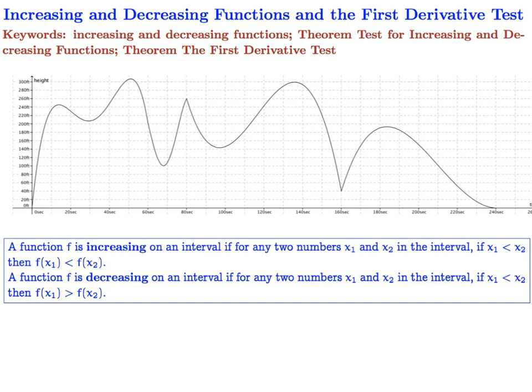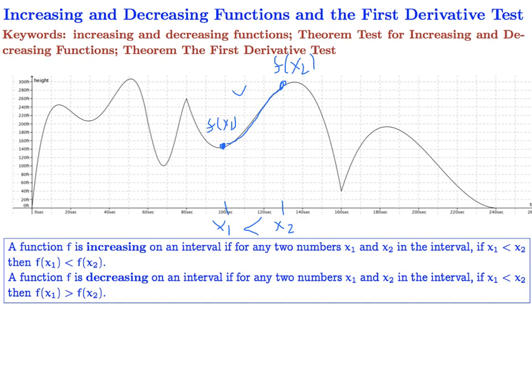So to be precise, a function f is increasing on an interval if for any two numbers x1 and x2 in the interval, if x1 is less than x2, then f of x1 is less than f of x2. On our graph, we have an x1 and an x2, with x1 less than x2, to the left of it. If we look at how high our output is, we have f of x1 and f of x2, and f of x1 is below f of x2. So we're moving on up.